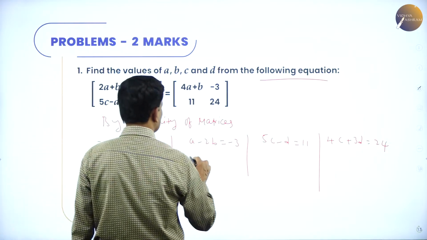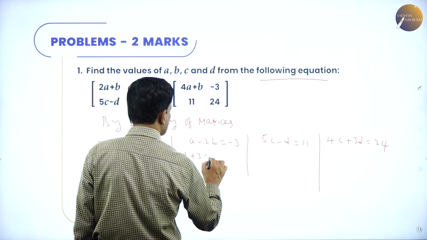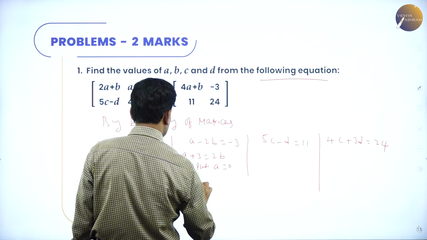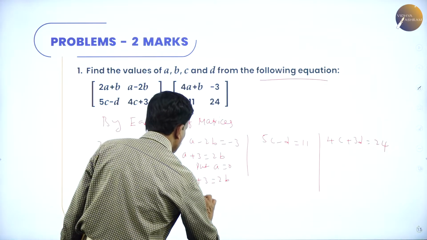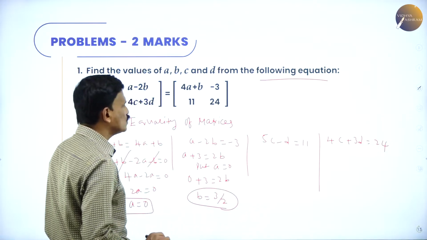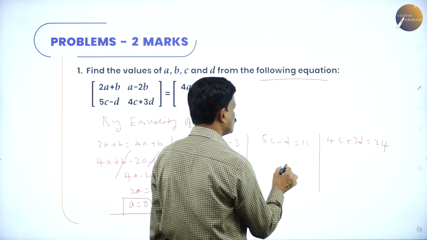Now, substitute here. a minus 2b is equal to minus 3, so here 3 becomes plus, 3 is equal to 2b. Now put a is equal to 0. If you put a is equal to 0, what will you get? 0 plus 3 is equal to 2b. Therefore, b is equal to 3 by 2. Now, from the other two equations, what value are we going to get here?